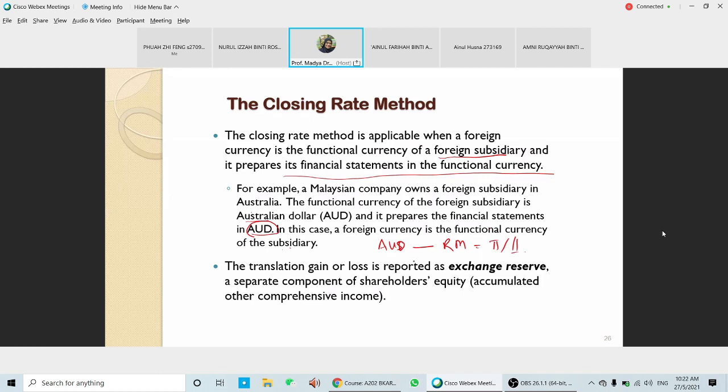The gain or loss will be reported as an exchange reserve, as a separate component of the shareholders' equity. So this exchange reserve will be a part of OCI. Later this OCI will be transferred to accumulated other comprehensive income. OCI is in your income statement. Accumulated other comprehensive income is your equity item in your statement of financial position. Okay, so that is what we have here.